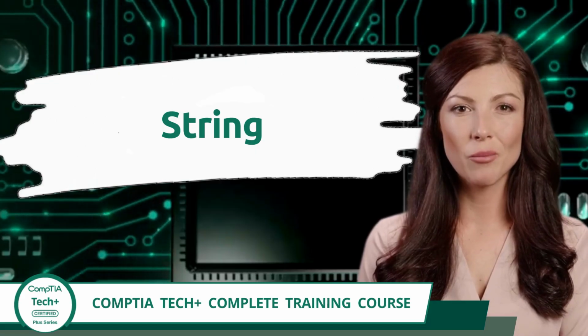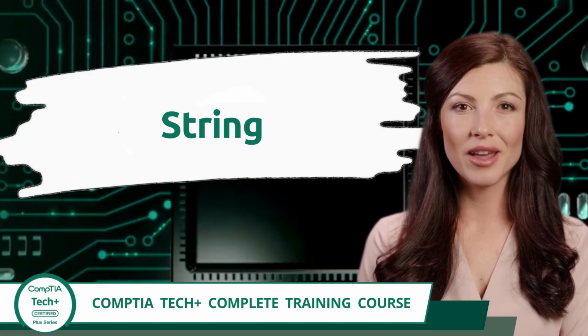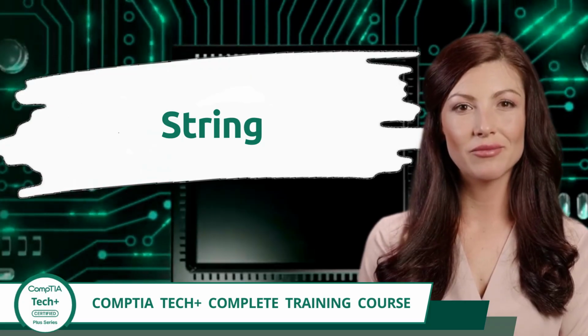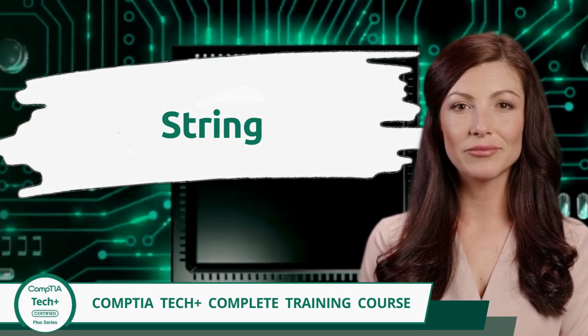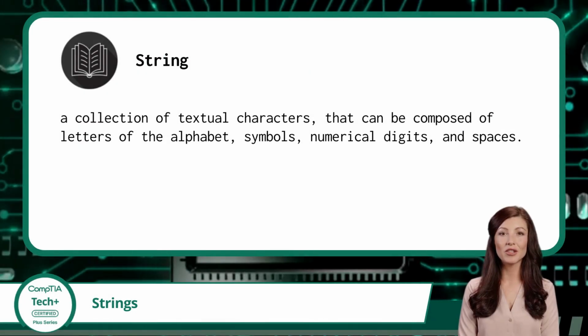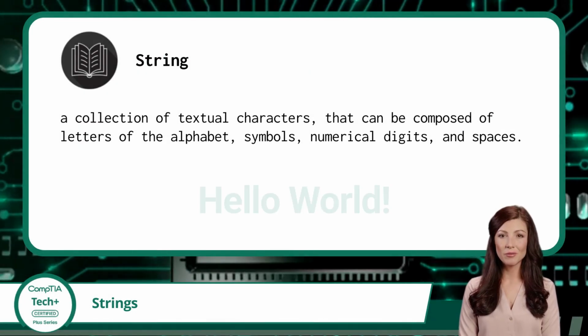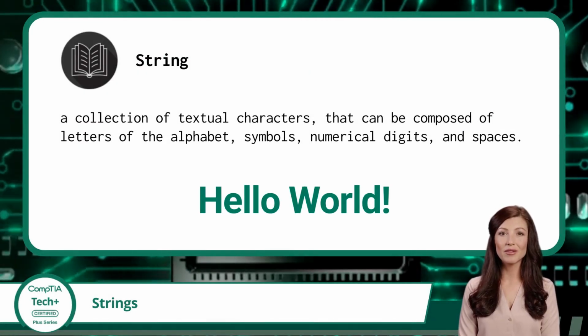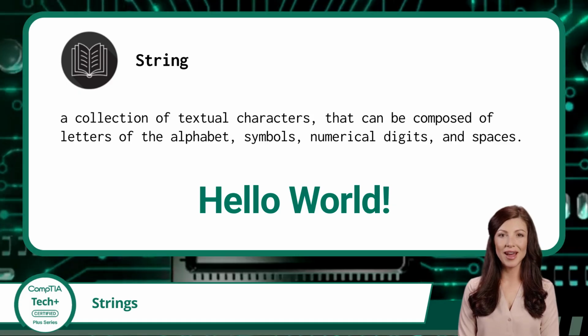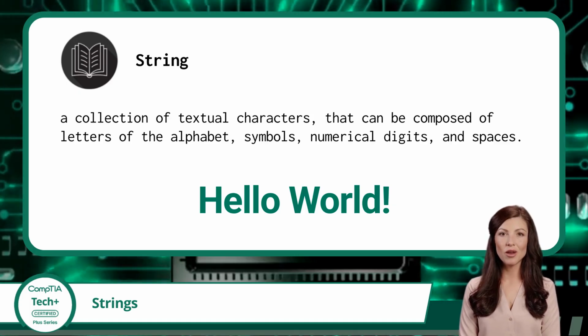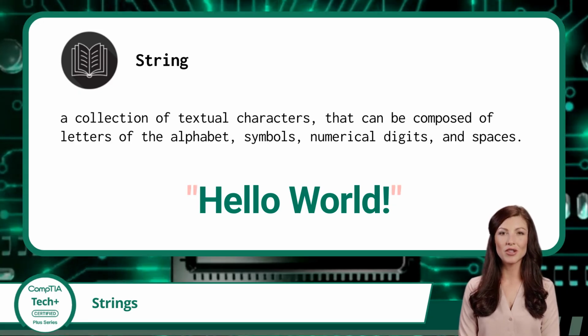Exam Objective 4.2, Identify fundamental data types and their characteristics. String. A string is a collection of textual characters that can be composed of letters of the alphabet, symbols, numerical digits, and spaces. In most programming languages, strings will be easy to spot as they are often wrapped in quotation marks.